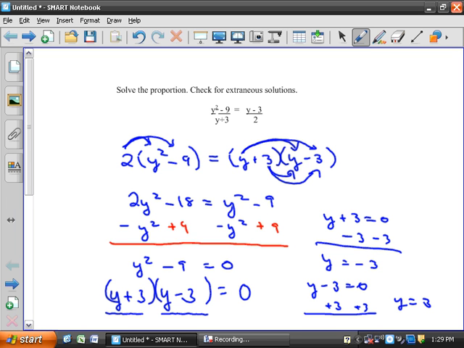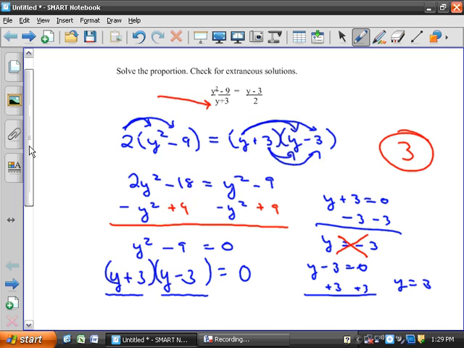I have to check to make sure that neither of these answers will cause me problems in my original question. If you take a look at that denominator and think about plugging negative 3 in for y, what happens? You end up with a 0 in the denominator of your fraction, which in math is not allowed. You're not allowed to have 0 in the bottom of a fraction because it makes that fraction undefined. So I have to reject the answer of negative 3, leaving my only answer for this problem to be 3.